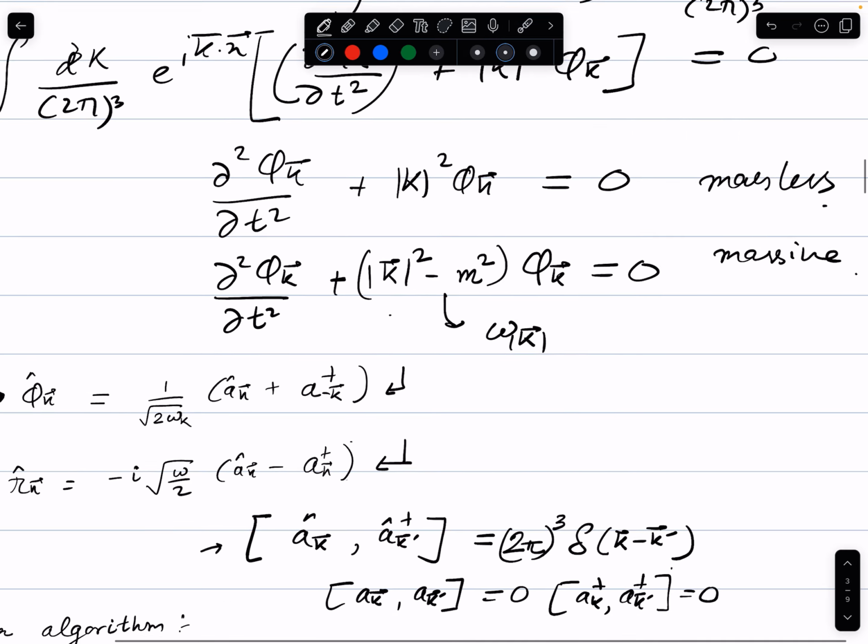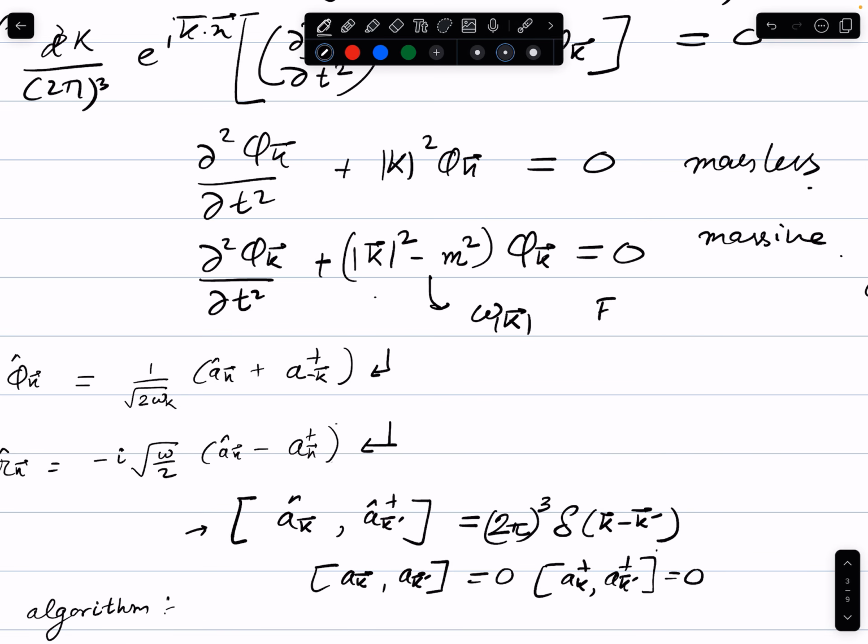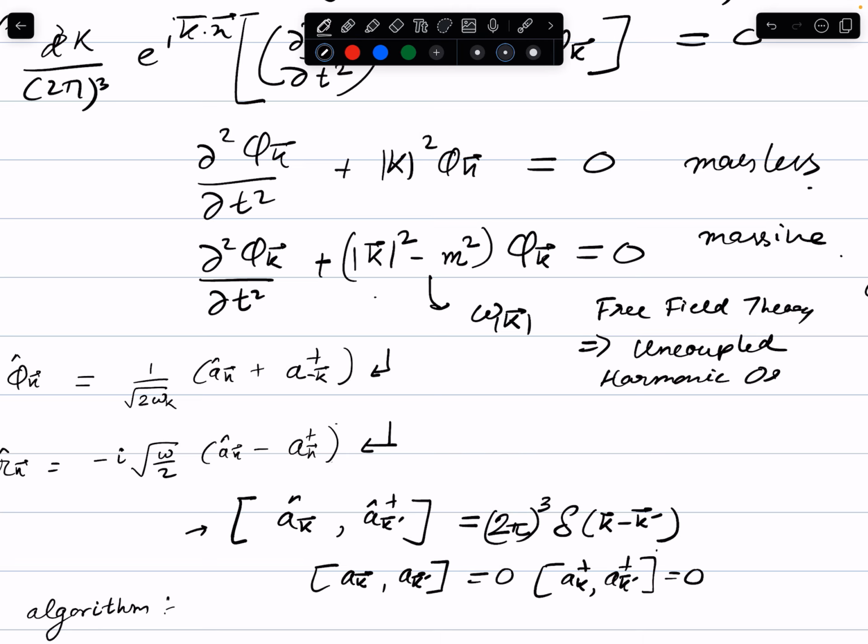So free field theory is equivalent to uncoupled harmonic oscillators.